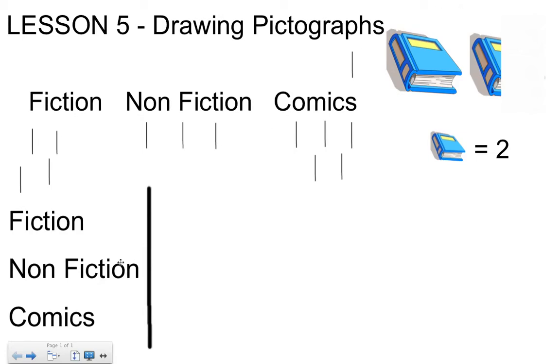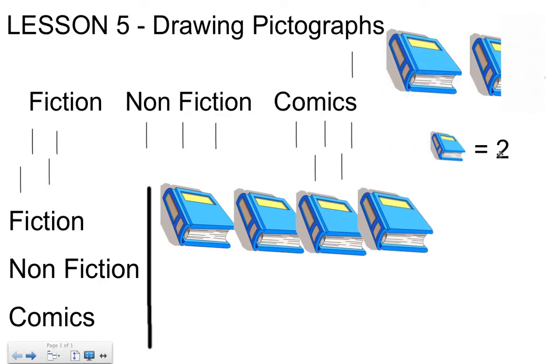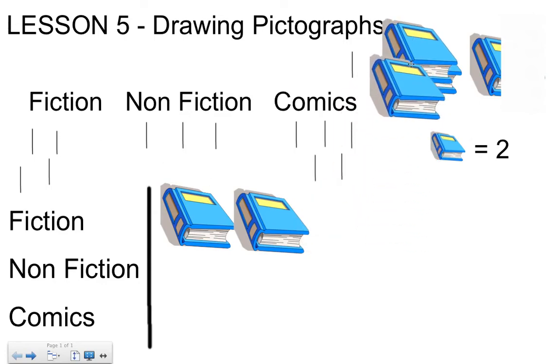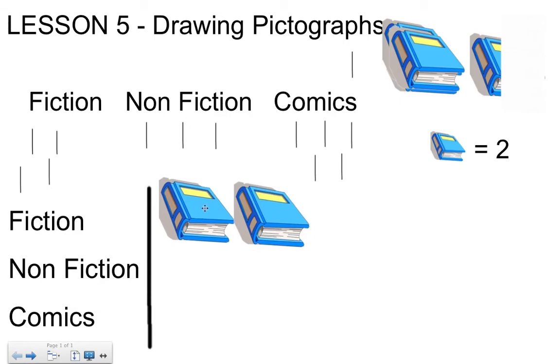Well, to represent that, I have to make a pictograph using these books to represent 4. So I know that each book represents 2. I'm not going to put 4 books down, because if each book represents 2, that'd be 2, 4, 6, 8 students. But that's not what our tally says. Our tally only says 4. So I would need only 2 books. So 2, 4.